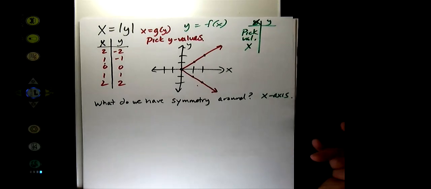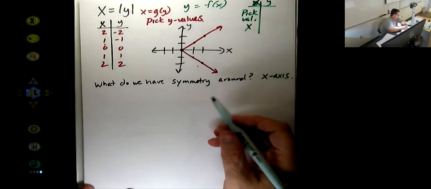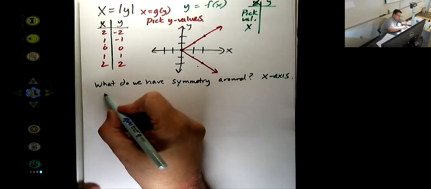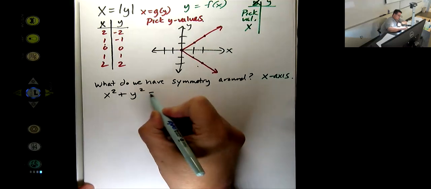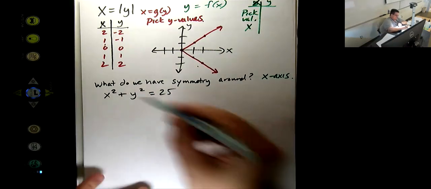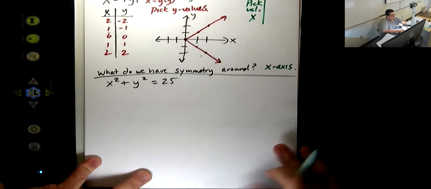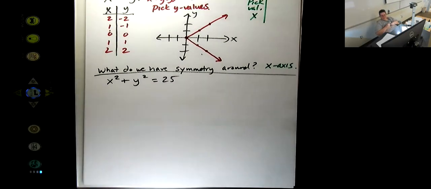All right, what about, oh, you guys haven't done this in a little while. So it's 2.2. What about a circle? Why don't you guys graph that and see what symmetry you have? That's a good reminder for that test coming up.